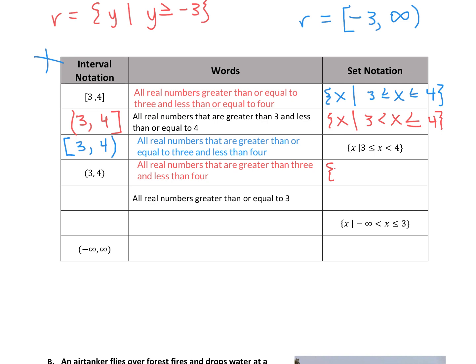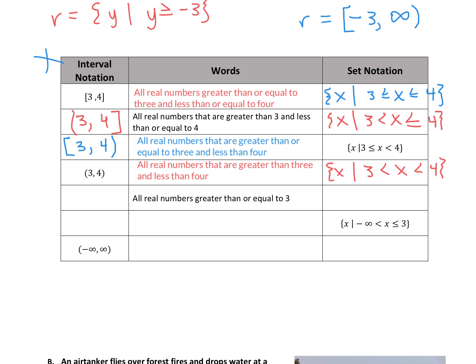It's the set of all x's such that, we can't include the 3 or the 4, so we're going to say 3 is less than x, it does not include the 3, and less than 4, not including the 4, and we close our bracket.